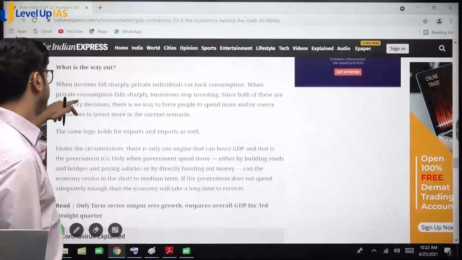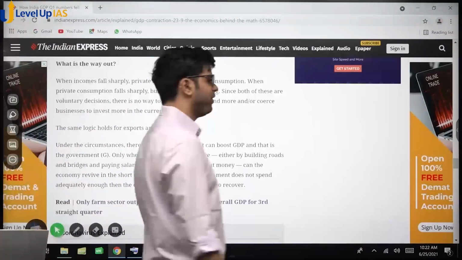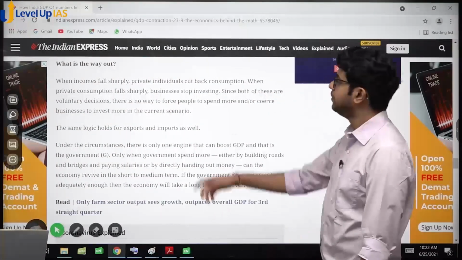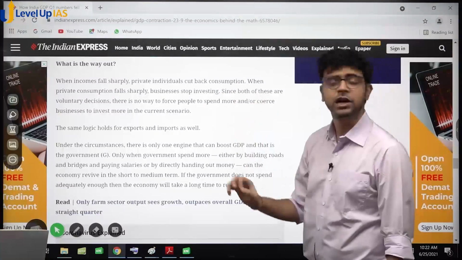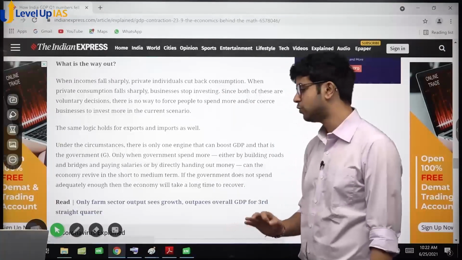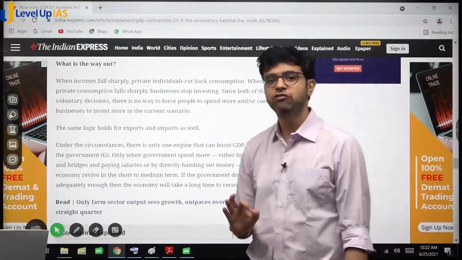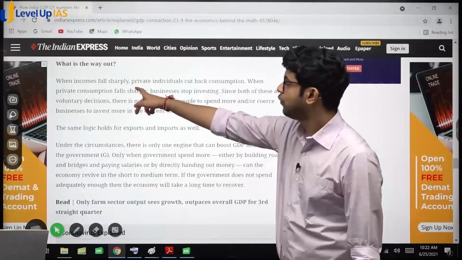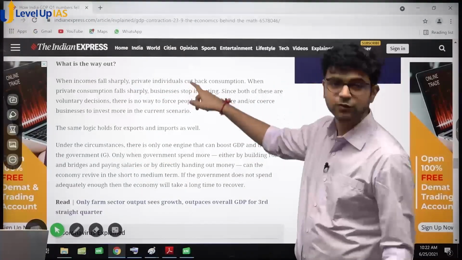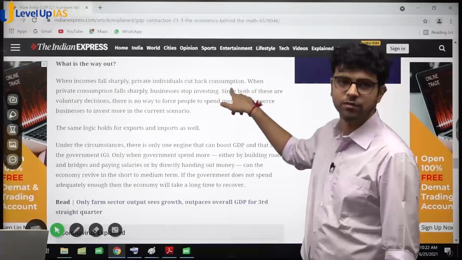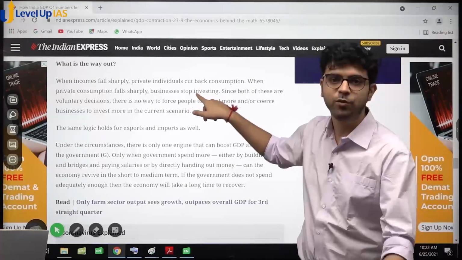What is the way out? When incomes fall sharply, private individuals cut back consumption. Read this very carefully. I am spending so much time here because every word of it is important. When incomes fall sharply, private individuals, which means C, cut back consumption. If you are earning less, you will not spend more, no?